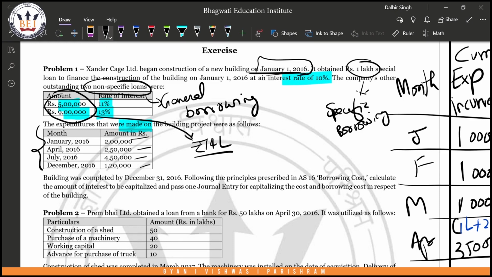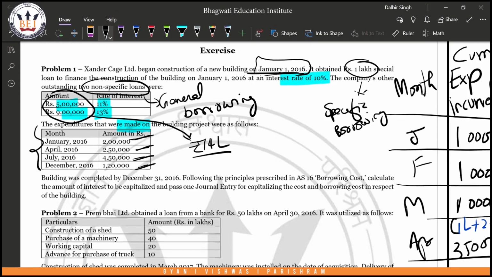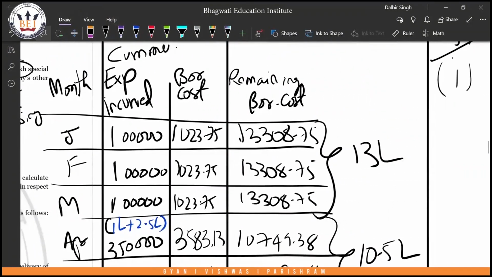Now out of the 14 lakhs borrowing I have, I am paying interest on the whole 14 lakhs. Yes, but I am utilizing part of this 14 lakhs in those months, correct? But then I have to pay the interest for the remaining amount which is not used. For example, in January 2 lakh was utilized for constructing the building. That is the expenditure incurred. But then the remaining, which is say 12 lakhs, is not utilized. Yes or no? So with the same concept, I have just given you a brief understanding here.